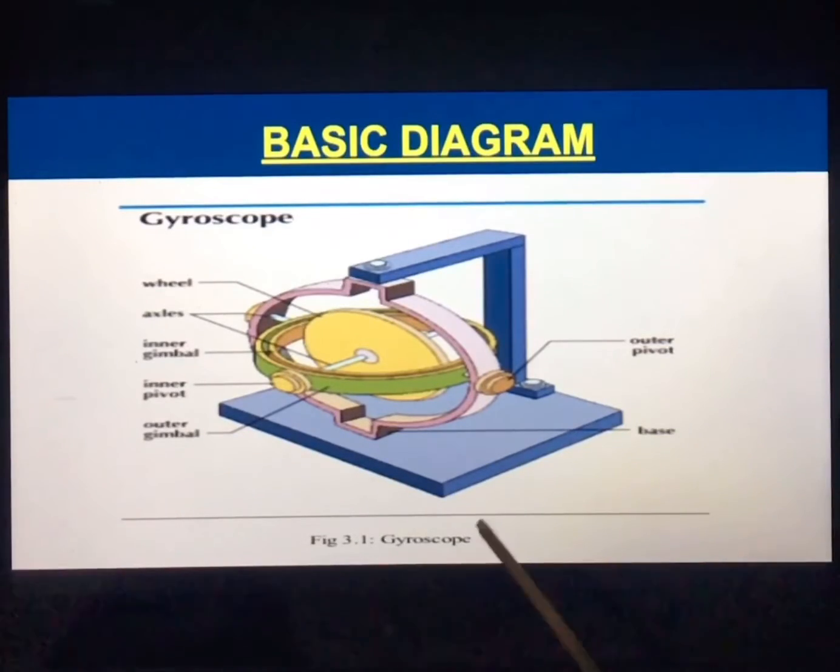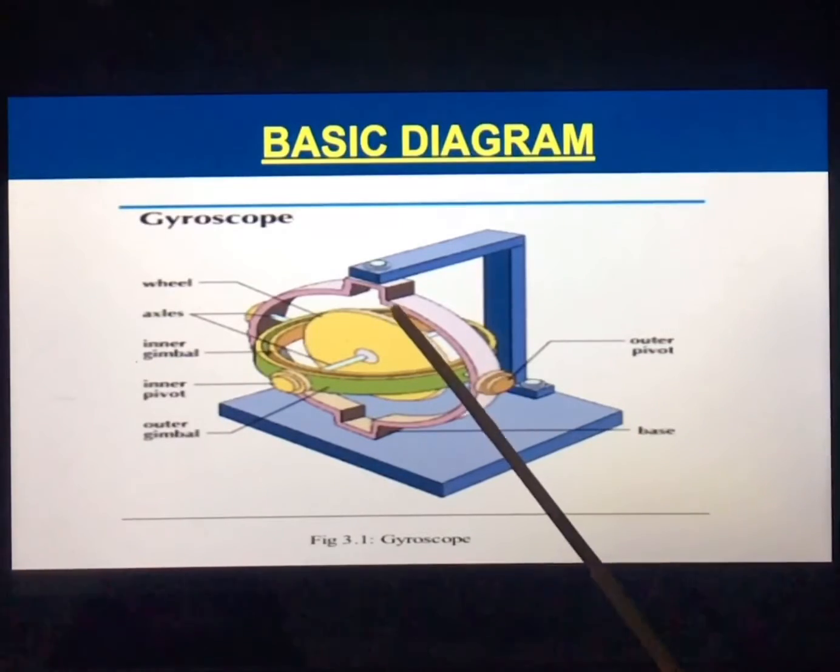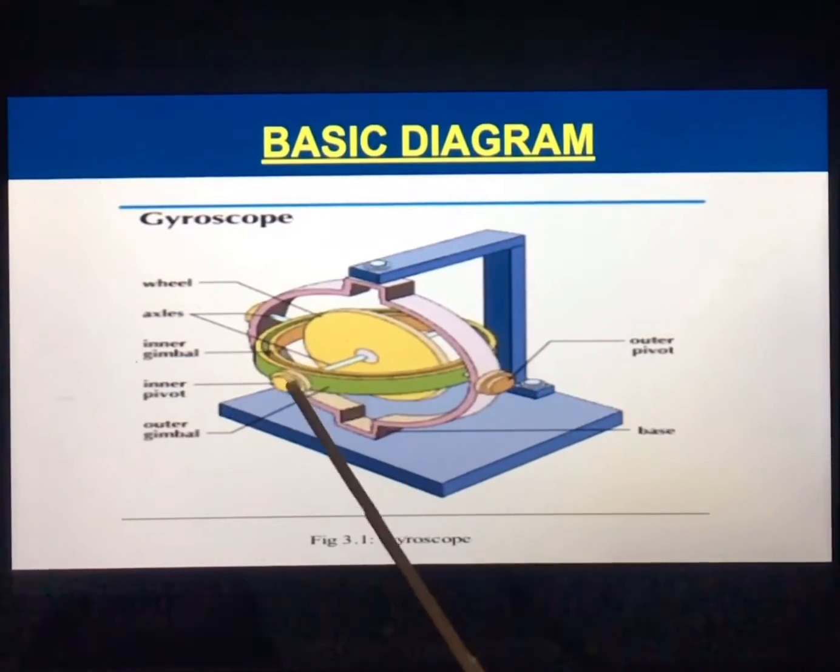The outer gimbal, the pinkish gimbal, is further pivoted to the frame as shown, at this point and this point, which is 90 degrees to both the pivots discussed before. This is 90 degrees to this and this axis, and we consider the rotation of this axis to be the z-axis.